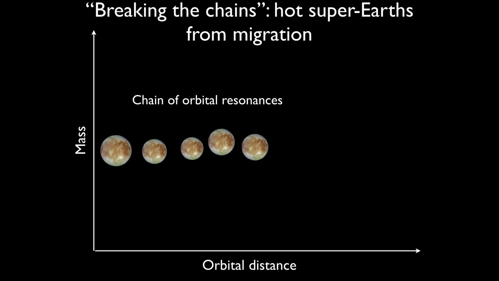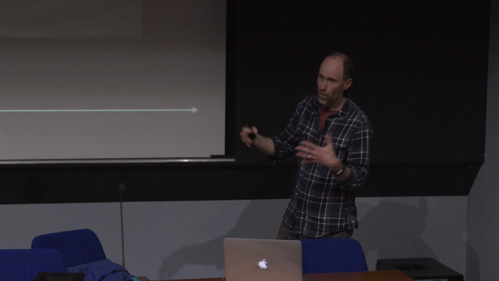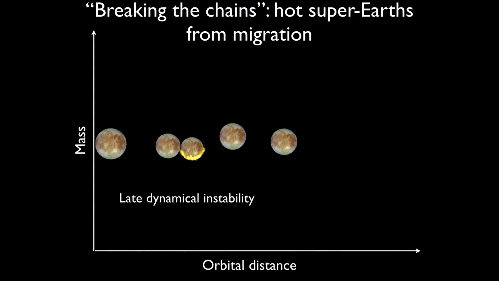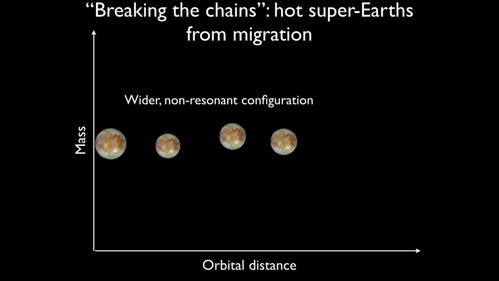Usually the innermost planet is pretty close to the inner edge of the disk, and it kind of holds back the other ones. They don't bash into each other, they get trapped in resonances. But this is all within the gas disk. The gas disk goes away after a few million years, and those planets have a late instability. There are often collisions between them, and they end up in a wider, non-resonant configuration. And this is what we see.